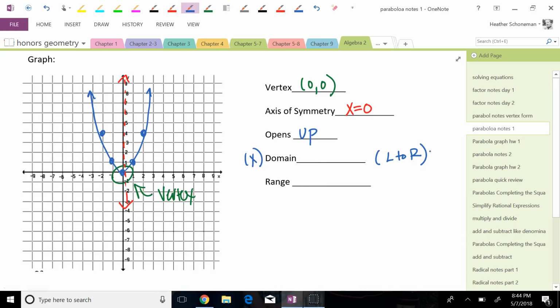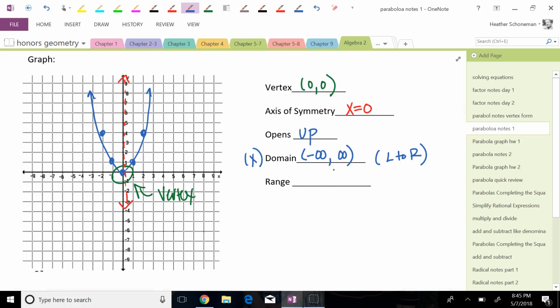So since the domain is going to hit it anytime I run my line left and right, I would say the domain is all real numbers, and I write it like this: -infinity to infinity. Anytime I'm writing it in set notation, I put parentheses when I have infinity or when I'm reaching up to that number but not including it.